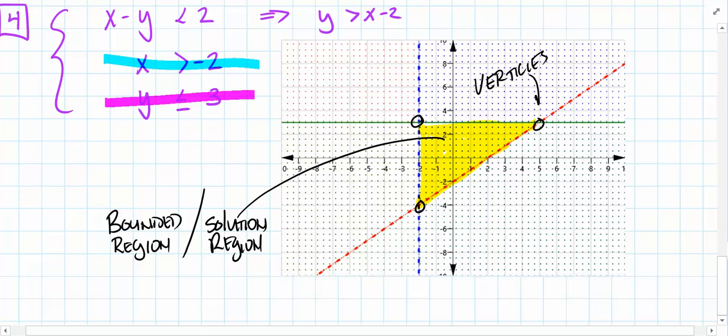Now, in this particular case, are the vertices guaranteed to be part of the solution region or the bounded region? What do you think, yes or no? Yeah, it depends, right? It depends on whether the line is less than or equal to, or just equal to. So in this particular case, the vertices don't. What we're learning how to do here is to take a system of inequalities, graph them, and look for a bounded region or a solutions region. That's where we're going with all this. Does this make sense so far?